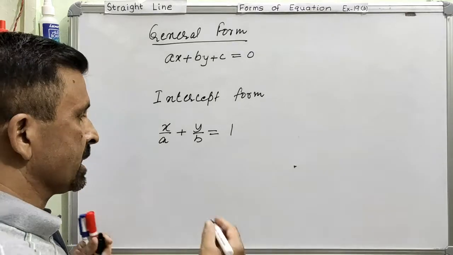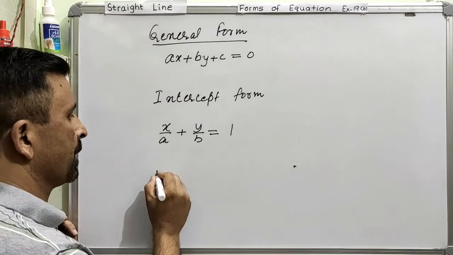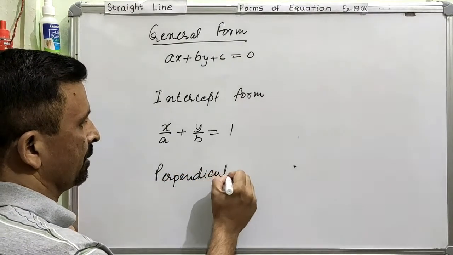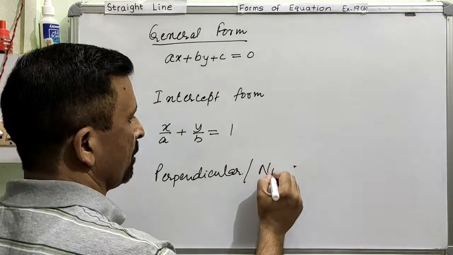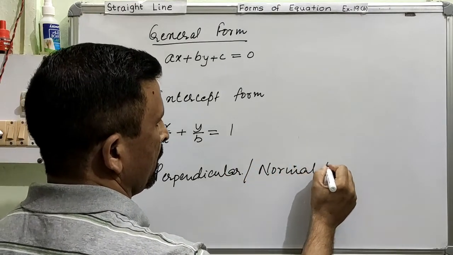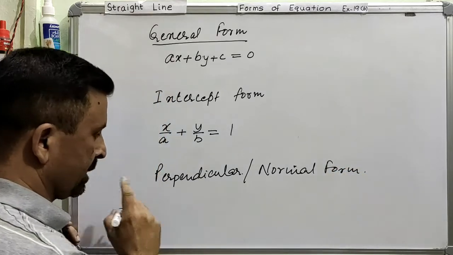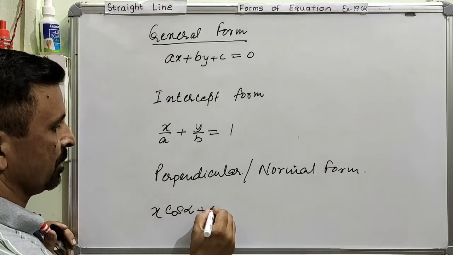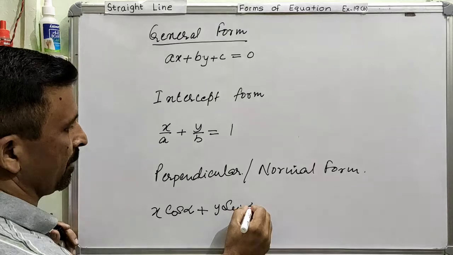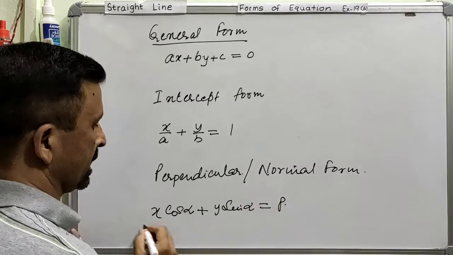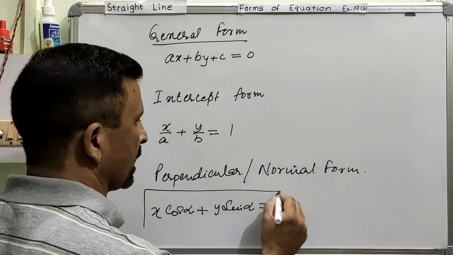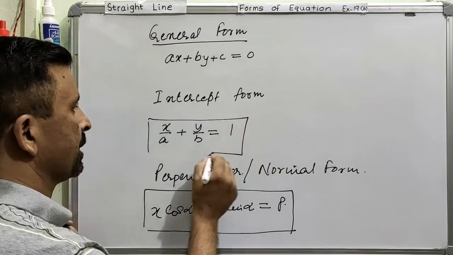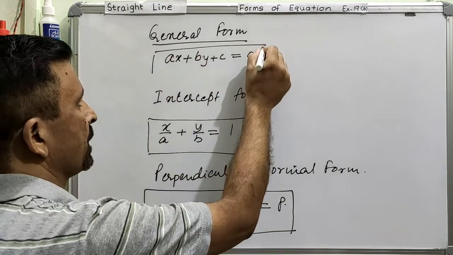The next form is called the perpendicular form or normal form. Here, this is x cos alpha plus y sin alpha is equal to p. This is your perpendicular form. This is the perpendicular form, this is the intercept form, and this is the general form.